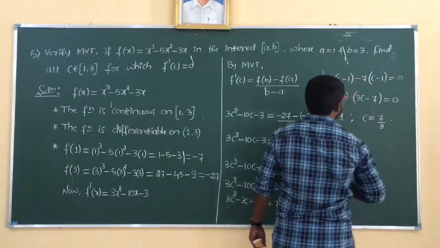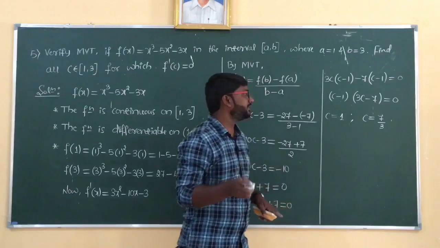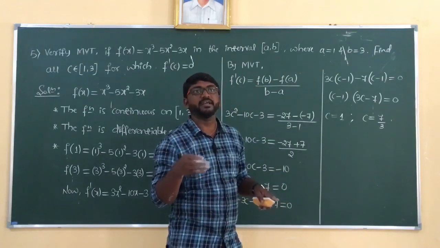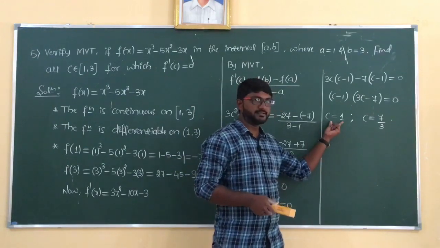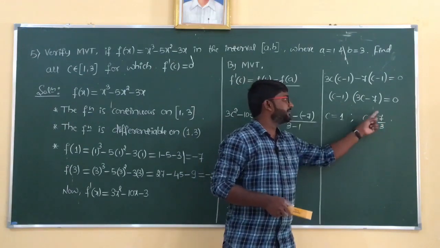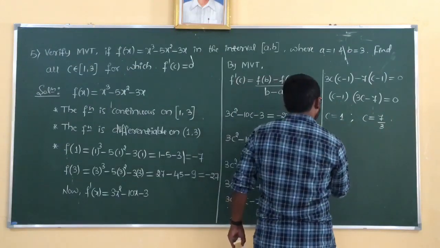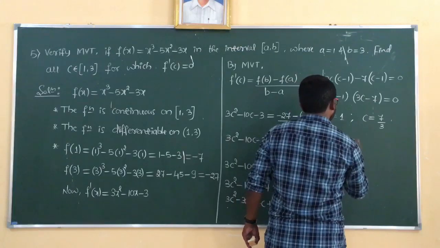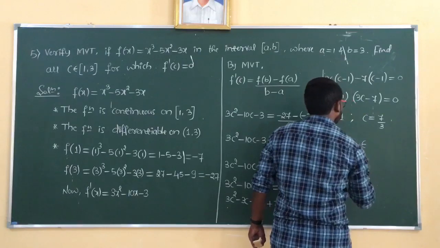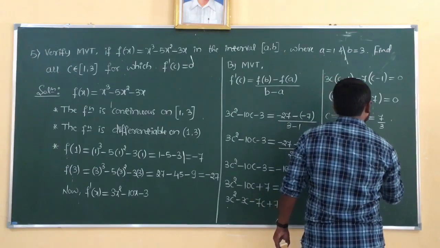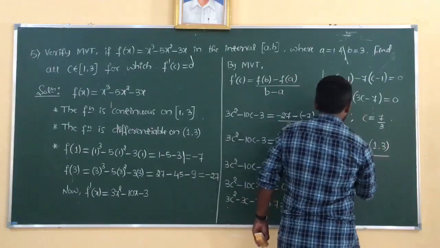So here observe the given condition now. The interval is 1 comma 3. The value of c must lie in the open interval 1 comma 3. So we should not consider this now. Therefore the value of c is 7 by 3, which belongs to the open interval 1 comma 3. So c equal to 7 by 3 belongs to the open interval 1 comma 3. So this is the required value of c.